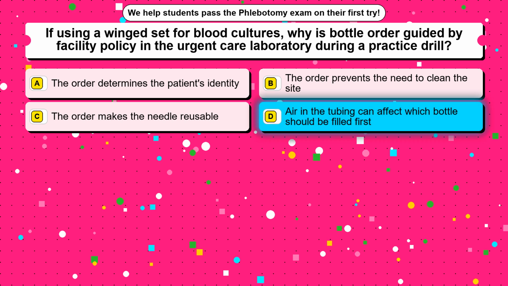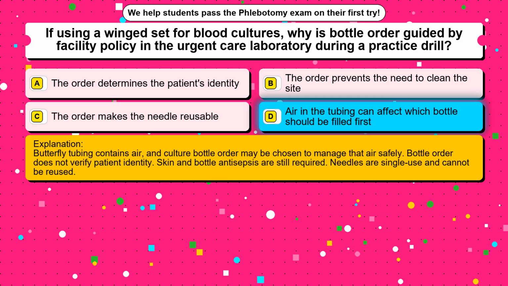The correct answer is option D. Air in the tubing can affect which bottle should be filled first. Butterfly tubing contains air, and culture bottle order may be chosen to manage that air safely. Bottle order does not verify patient identity. Skin and bottle antisepsis are still required. Needles are single-use and cannot be reused.